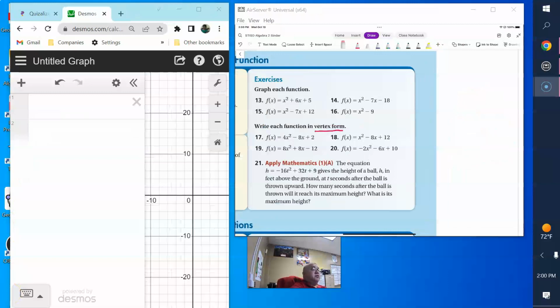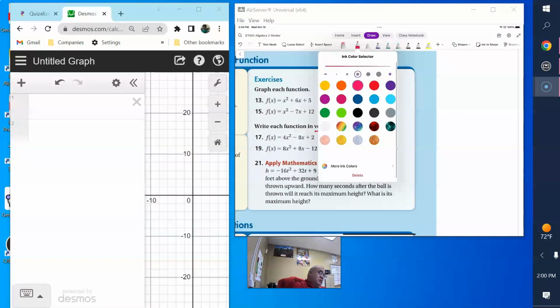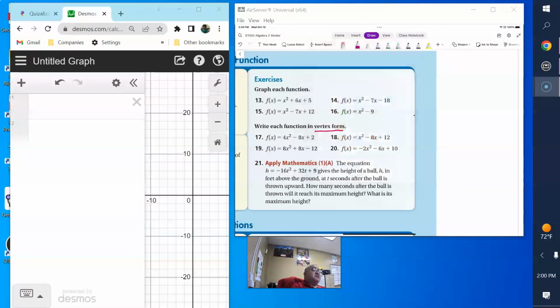The instructions for number 18: write each function in vertex form. What you know are what they call the coefficients, which we have a equals 1, b equals negative 8, and c equals 12. Remember, since we want to write in vertex form, we're looking for the vertex. And right now we're going to look for the x value of the vertex, and we're going to find it using the axis of symmetry formula.